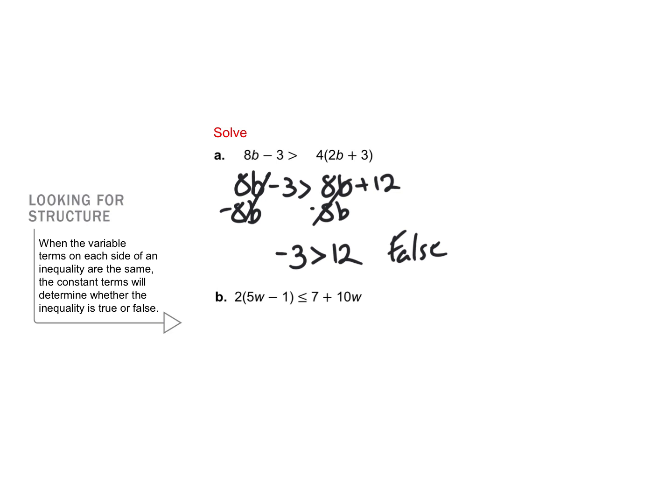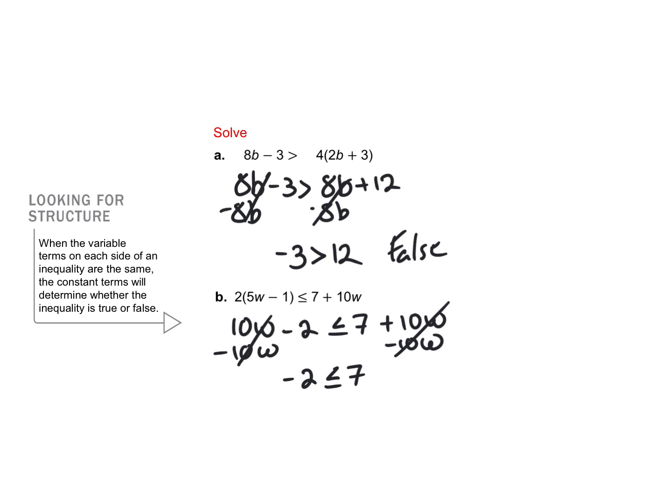When we solve for B, we're going to get 2 times 5 is 10W. 2 times negative 1 is negative 2, less than or equal to 7, plus 10W. Now I'm going to subtract the 10W from both sides, as I want to make sure they're all together. Now they cancel out because 10W minus 10W cancels them. So I'm left with negative 2 is less than or equal to 7. True. Because negative 2 is less than or equal to 7, this inequality would be true. And that's how you would leave it. You cannot graph these.